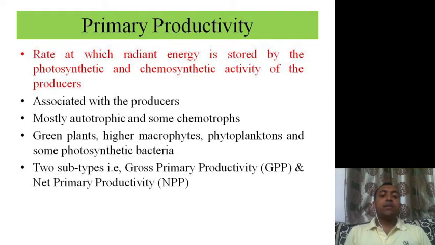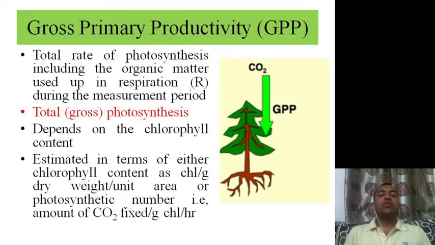Now they are of two subtypes. One is gross primary productivity and the other is net primary productivity. Gross primary productivity is abbreviated as GPP and net primary productivity is NPP. So let us see what is gross primary productivity. It is the total rate of photosynthesis including the organic matter used up in respiration during the measurement period. In the picture towards your right, that is the amount of carbon dioxide fixed by the plant. That is gross primary productivity, also called total or gross photosynthesis.